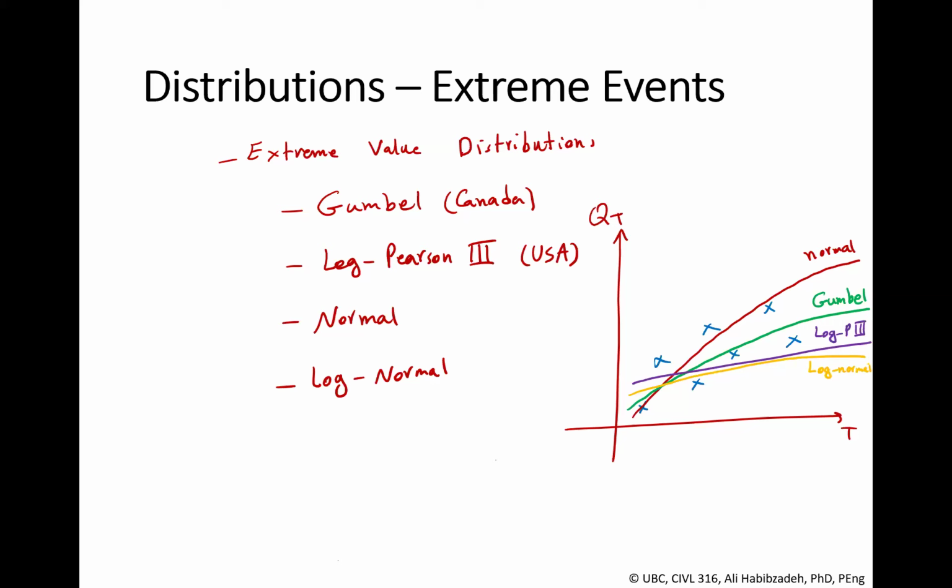Again, when I say Gumbel is most common in Canada because of the characteristics of typical soil and catchment and others, most floods follow that. Not necessarily all, but most of them follow that distribution. So it's always recommended to check all these 4 at the minimum and see which one fits the data the best.